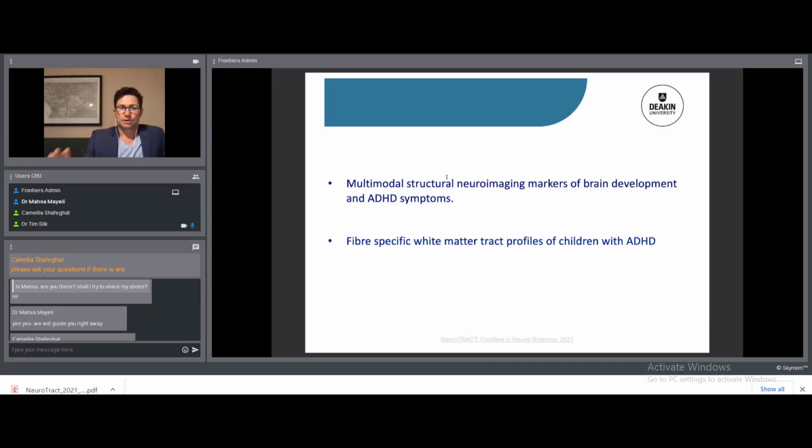So that's just an overview of the cohort. I'm going to give a little bit of in-depth talk now about 2 main studies that we've recently worked on or currently have under review. One looking at incorporating multiple imaging modalities together, and the other one looking at specific white matter properties. Next slide, please.